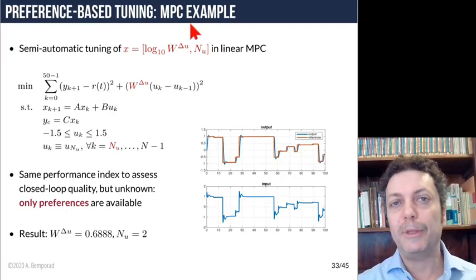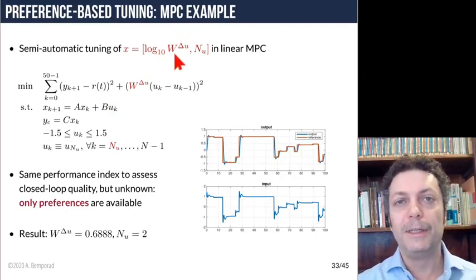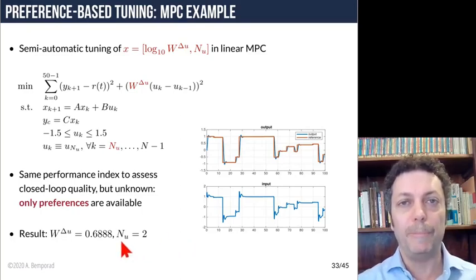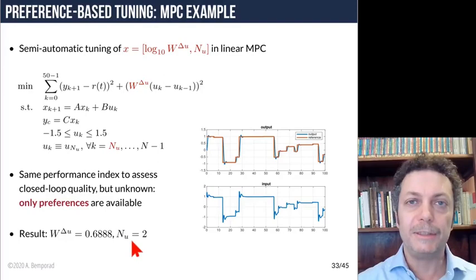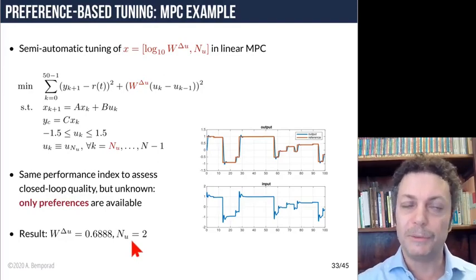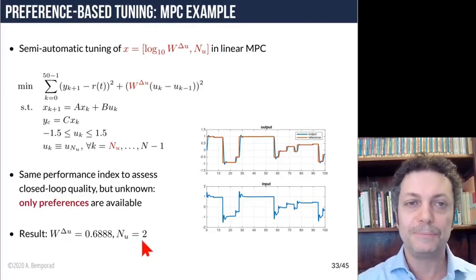Here is the same example I was showing before, now run with the preference-based optimization. You actually get very similar results, and now there is no knowledge about the closed loop performance index. Okay, it's only based on comparison of whether a certain guess is better, worse, or equivalent to another one.